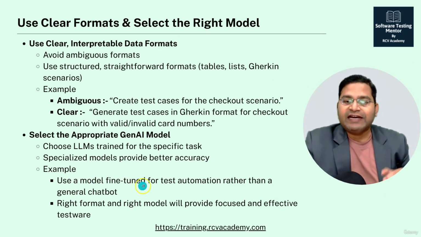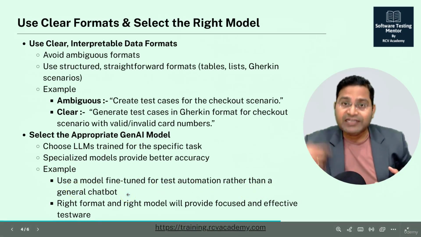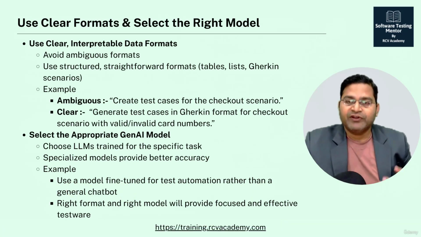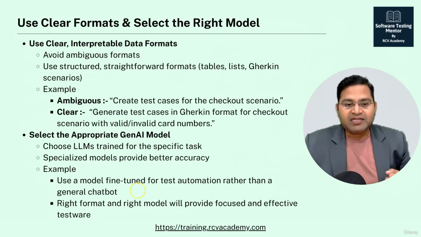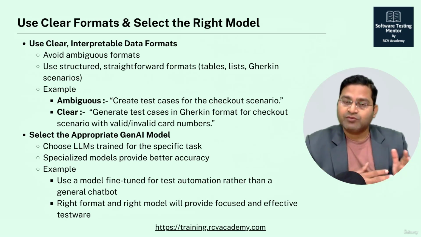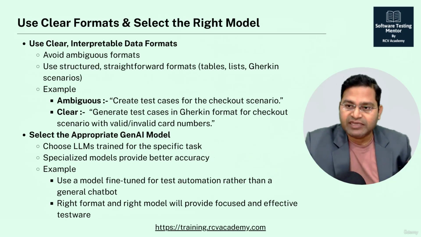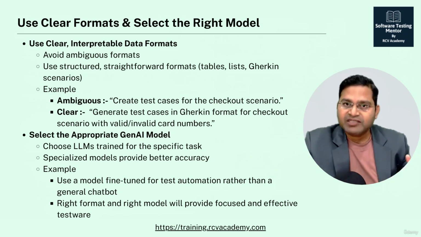For example, using a model fine-tuned for test automation rather than a general chatbot. If you have a model that is fine-tuned for test automation, use that rather than a general chatbot. The right format and right model will provide more focused and effective testware, and this way you can avoid defects with generative AI, which are hallucination, biases, etc.